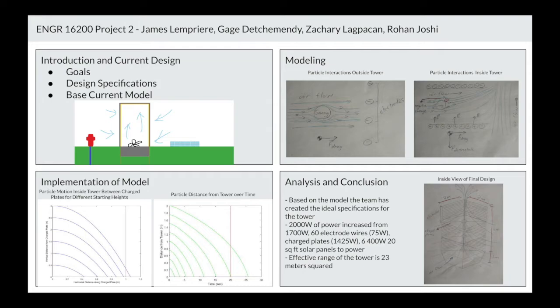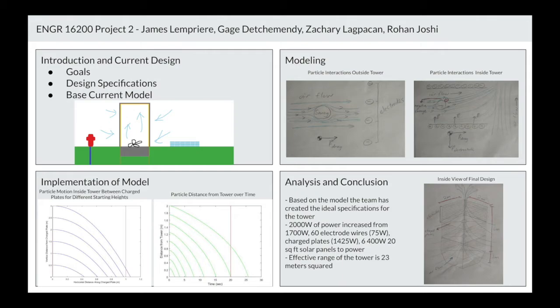So, moving on to the analysis and conclusion, taking a look at the results of our model, essentially the team decided that these are the specifications that should be used. Each tower would utilize 2,000 watts. The original tower had 1,700 watts each. The tower is 7 meters tall, so the top 6 meters should include 60 electrode wires covering each of the 4 sides.